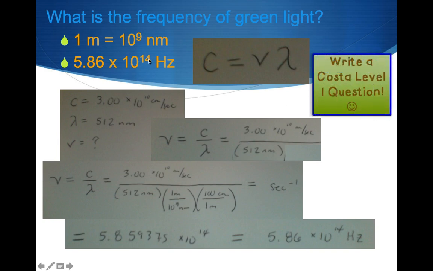All right, go ahead and do a level 1 type of question, something straightforward. What is the equation for the speed of light? That would work, right? If you need ideas for Costa questions, remember there's a Costa question guide on Schoology. Come on back when you're ready.